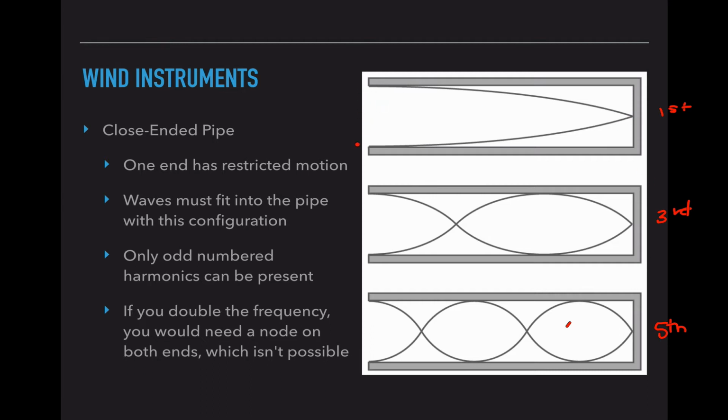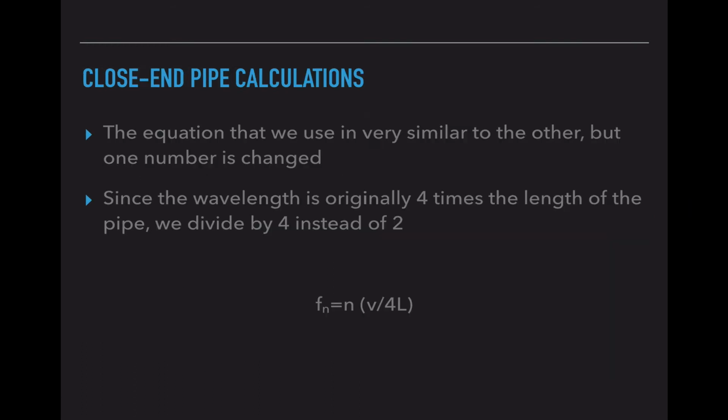end must be moving. So in a closed-ended pipe, we have the same number of nodes and antinodes. But in the open-ended pipe and the string, one of them would have more. We would either have 1 more antinode or 1 more node. So only odd-numbered harmonics can be present, because if I double the frequency, I would need to have a node on both ends, and that's not physically possible. So this is going to affect our equation a little bit.